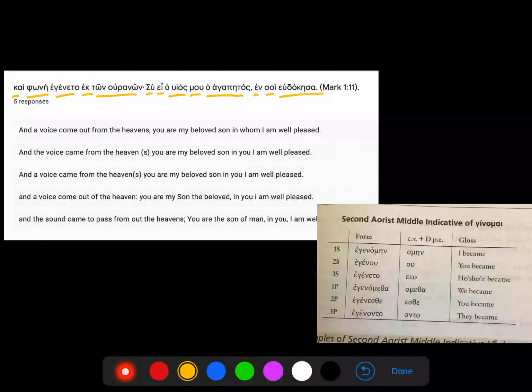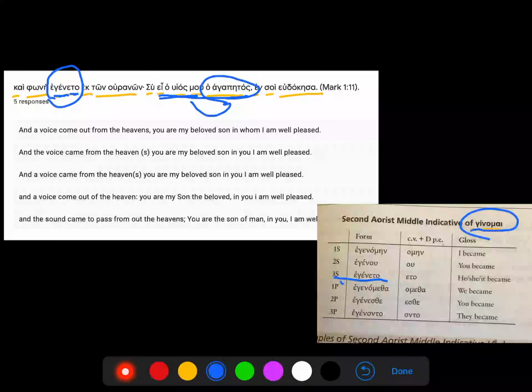Now, we have the second aorist of ginomai, right here, egeneto. Now, we wouldn't think of this as an aorist form, and it's the aorist ending in and of itself. But with the stem change, we recognize that what's going on here is a second aorist. And notice that it is third person singular. A voice came, or there's, ginomai is translated in a lot of different ways. A voice happened. You could even say a voice came out of heaven. You are my son. This could be either an attributive adjective, beloved could be attributive, you are my beloved son, or it could be you are my son, and then it just restates that, namely the beloved one. In you I am well pleased.